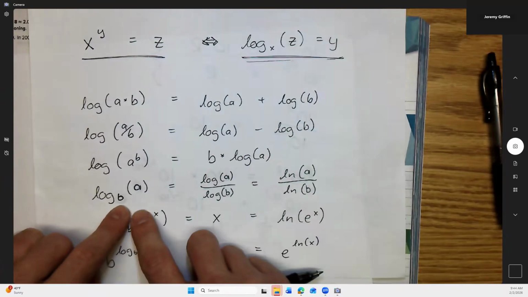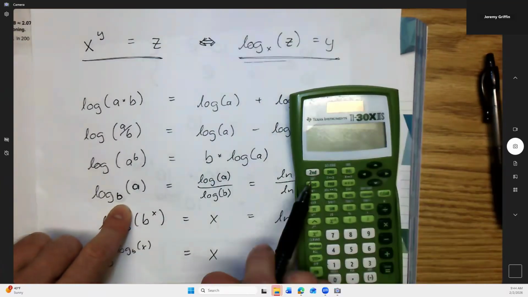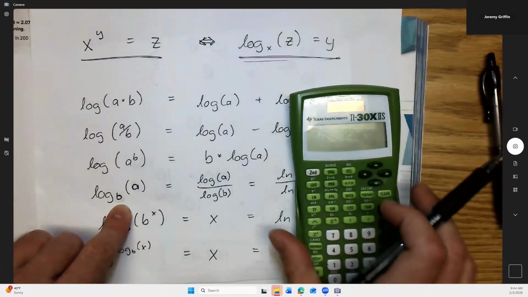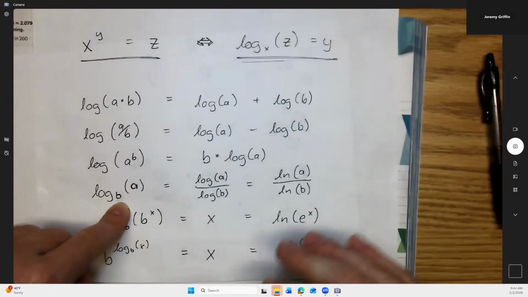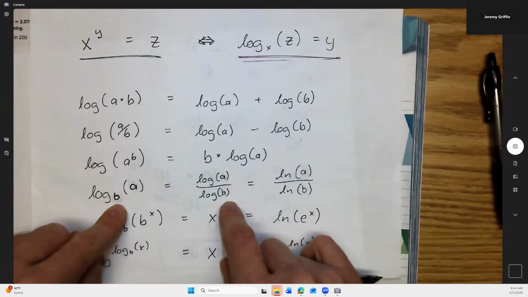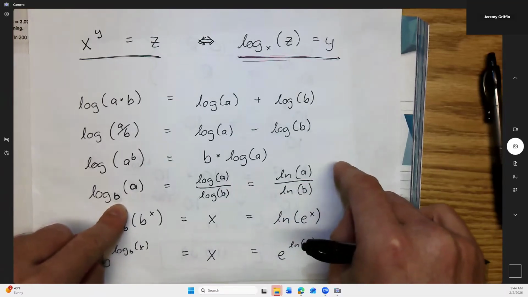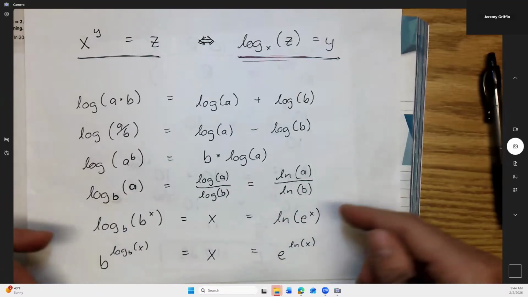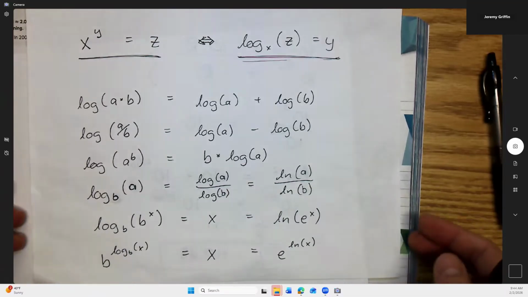If you have some weird base, because remember your calculator knows base 10 and base e. That's what log and ln are. What if you had log base 7 or something weird? You can switch base by doing log of a over log of b, or if you like, natural log of a over natural log of b. And then a couple of bonus facts. All right, so we've got some log rules.